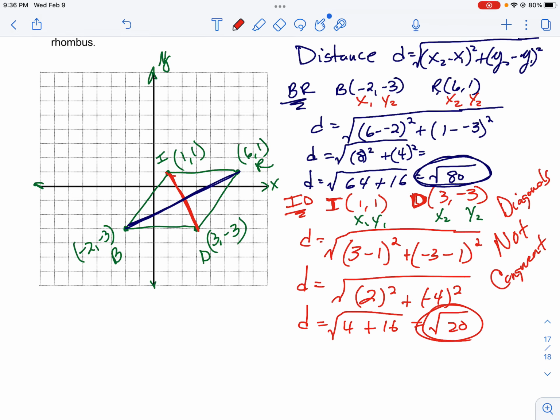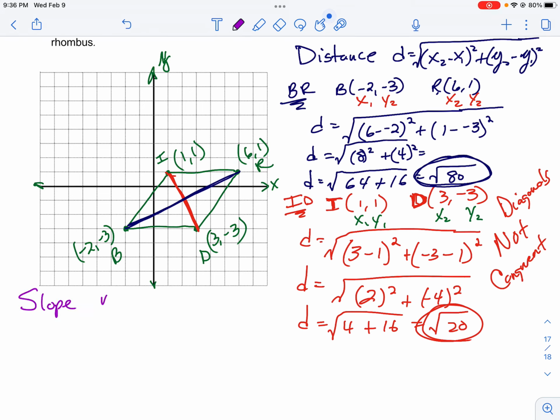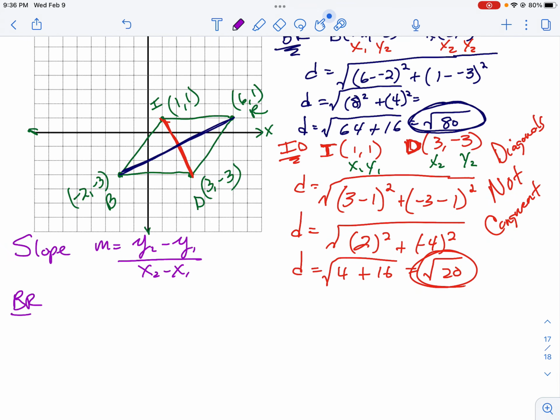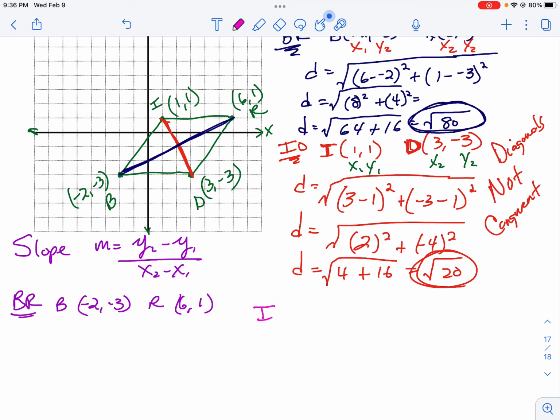All right, very good. Now let's go to the slope and see if we could find the negative reciprocal. So to do that, we're going to start off with the slope. Remember, the formula is m equals y sub 2 minus y sub 1 all over x sub 2 minus x sub 1. All right, so let's do it. So first one, we have BR. B is negative 2 comma negative 3. The R is 6 comma 1. Next up, I'm going to go over here for line ID. And we have I, which is 1 comma 1. And we have D, which is 3 comma negative 3.